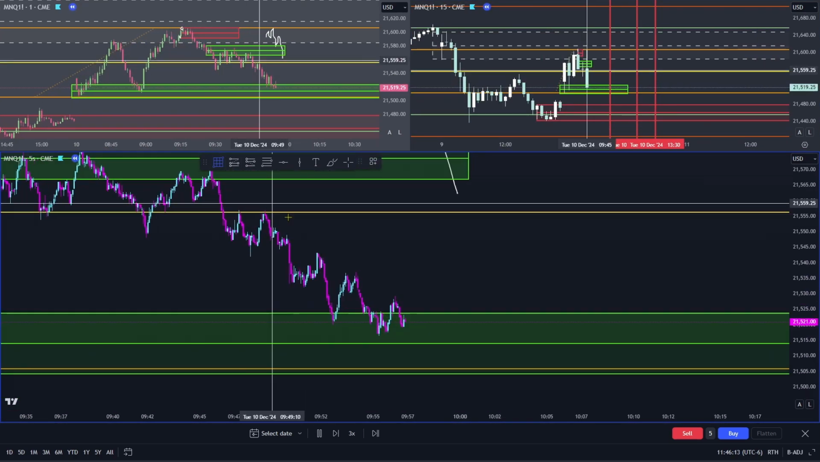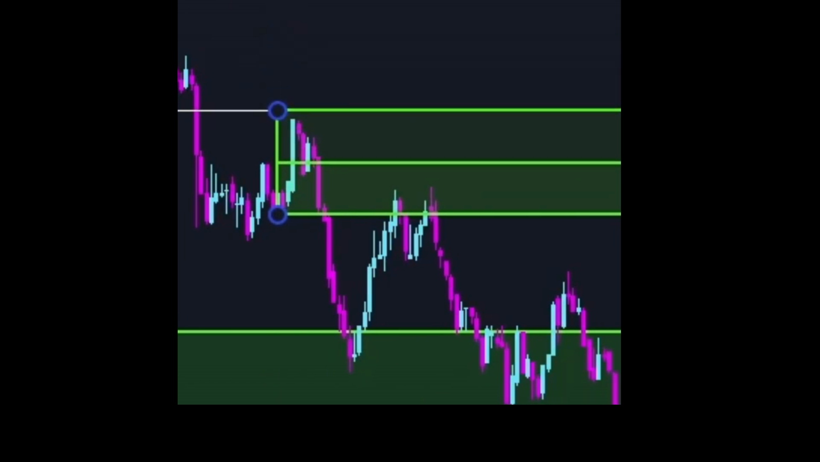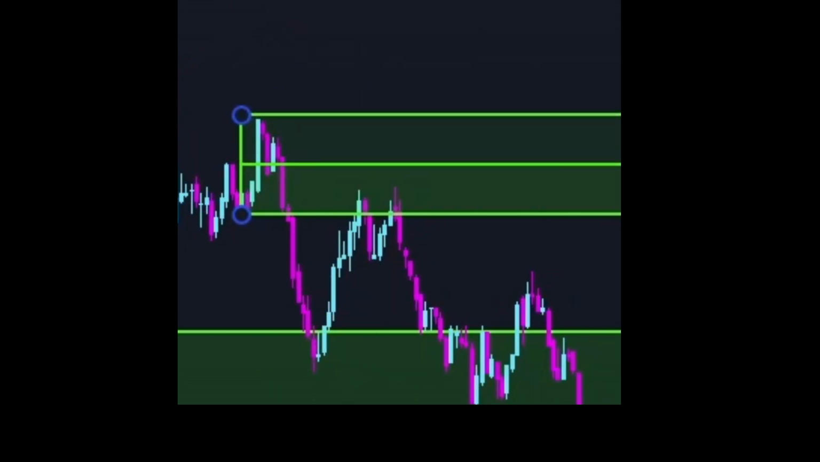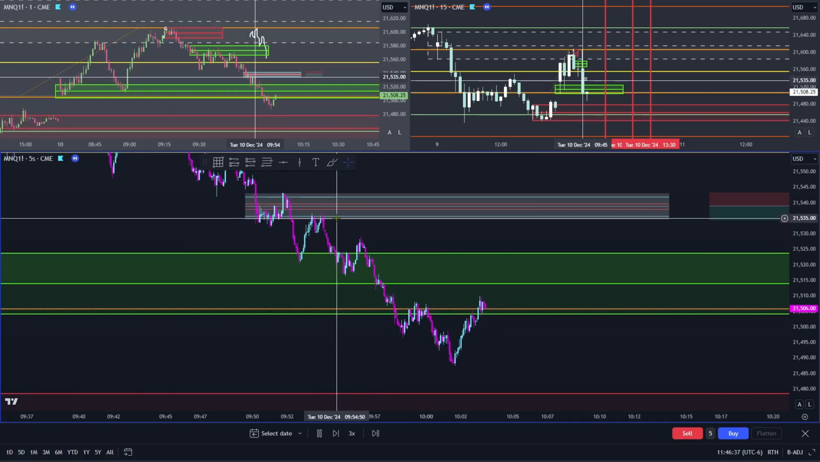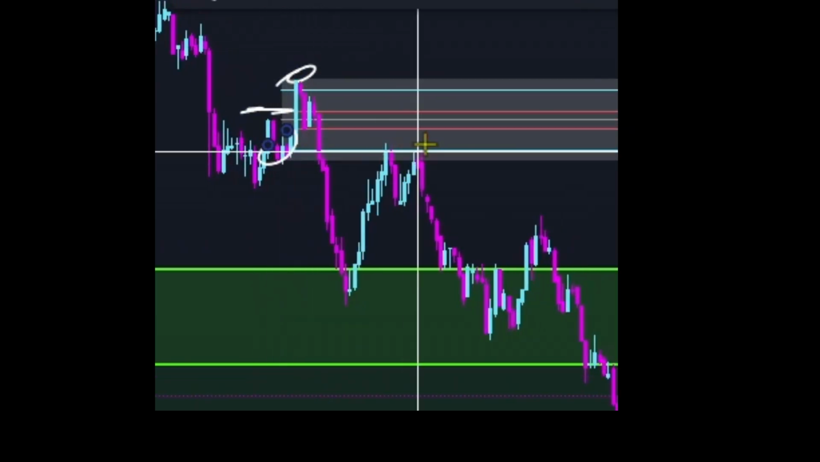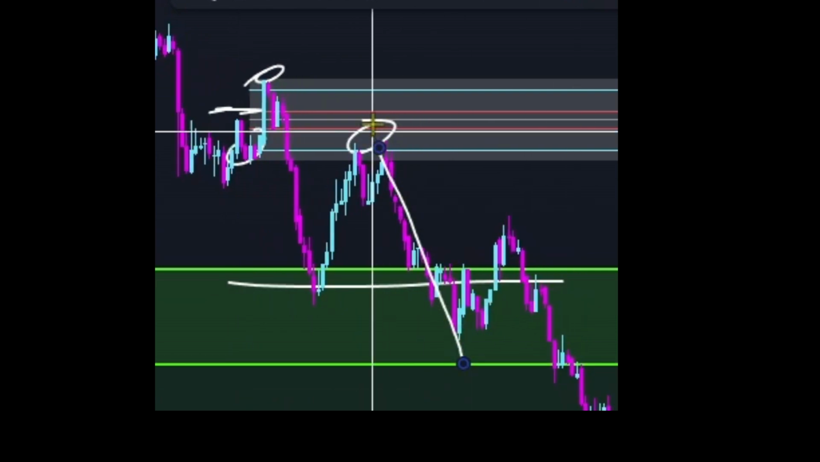I see a play right here. I like it. I might take it too. Let me see if it meets my requirements. Only play I like so far. Sweep, swing high, swing low, tap on the zone, break a structure after the tap.